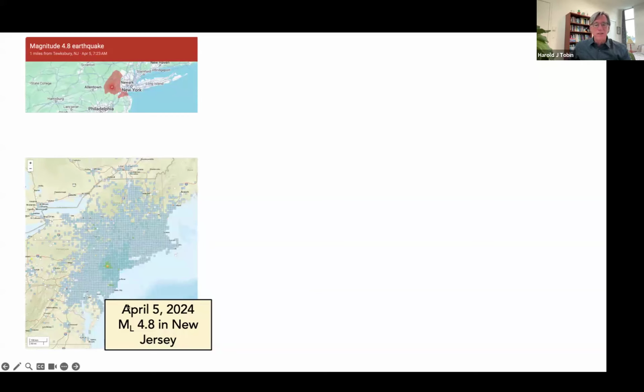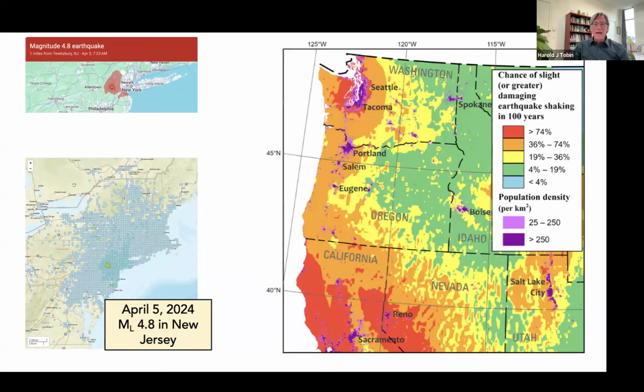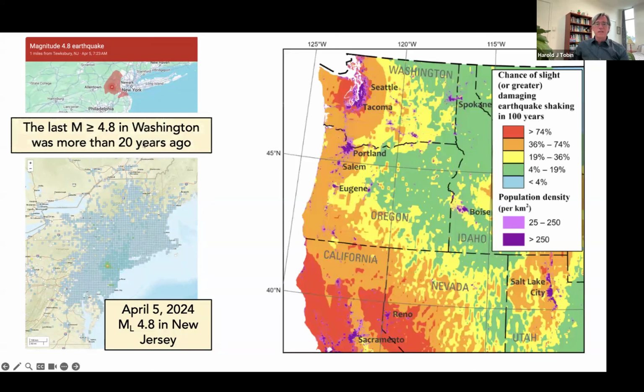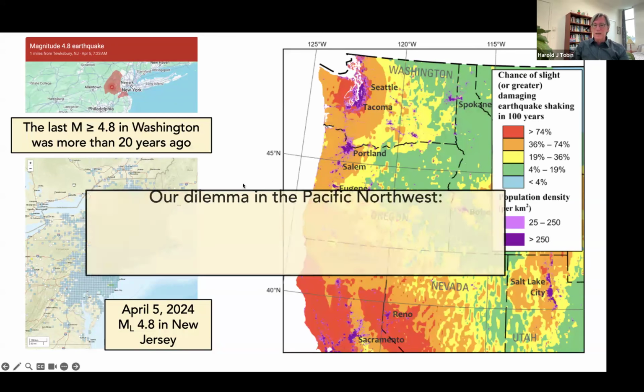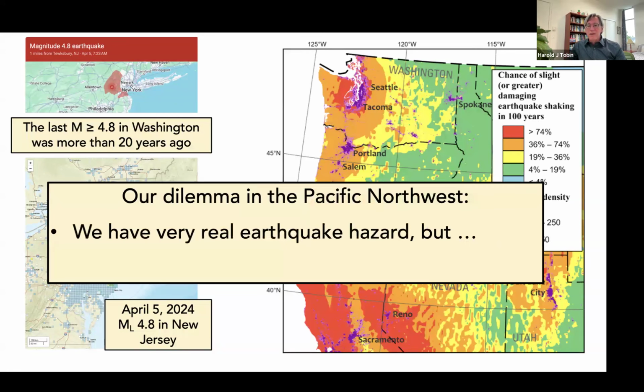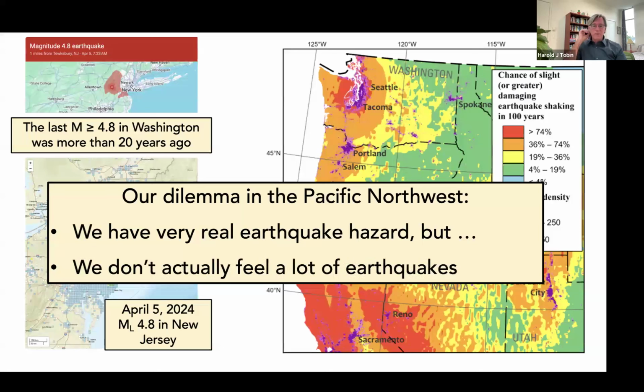Here's a map of who felt it. This is the response of all the people who filled out those "Did you feel it" things on the USGS. It goes all the way to north of Boston and down to Washington, D.C. Millions and millions of Americans felt that earthquake. We haven't had a magnitude 4.8 in Washington since just after Nisqually 20 years ago. So we don't have that same experience. We have this problem that we have very real earthquake hazard, but we don't actually have a lot of experience with earthquakes. So we have to do things to try to understand that and address that and keep them in people's minds.